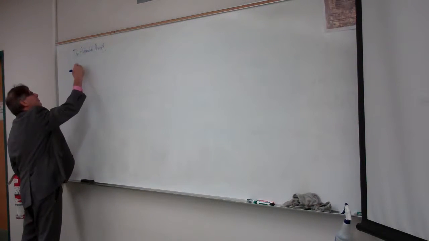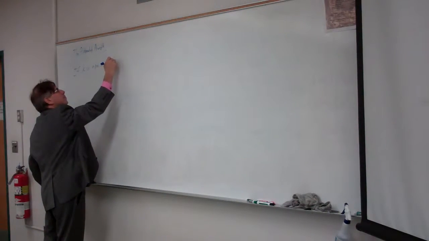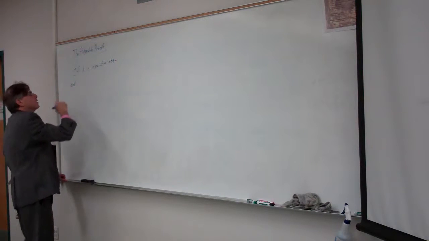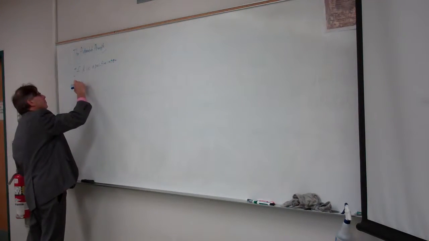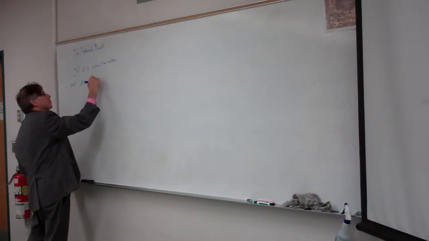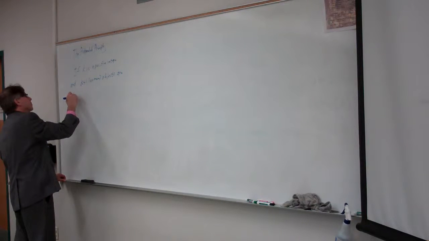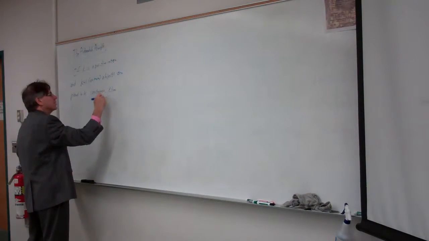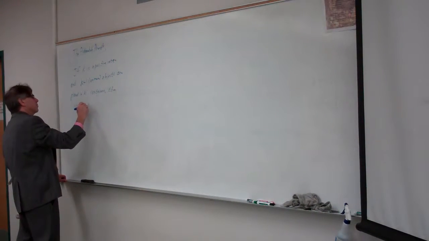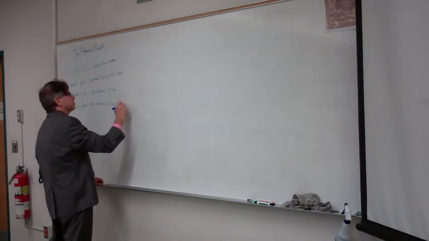So, if k is a positive integer, and k plus 1 or more objects are placed in k containers, then at least one container has 2 or more objects in it.